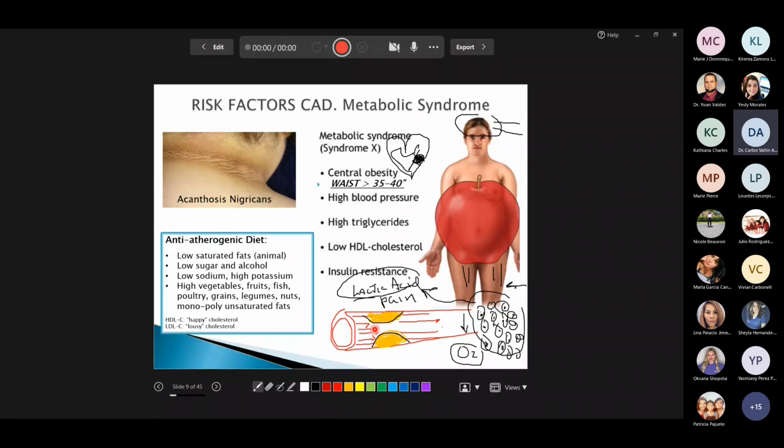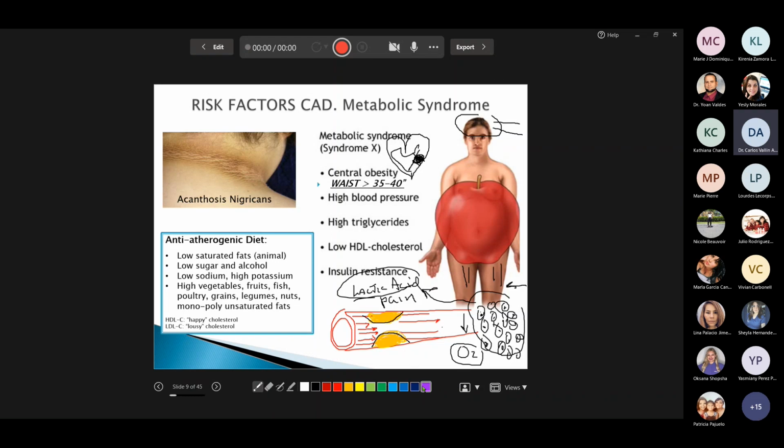When this is partial, the pain in the chest is called angina. When this is partial, the pain in the legs is called intermittent claudication. When this happens in the brain, because there is no pain, it's called transient ischemic attack, or TIA.